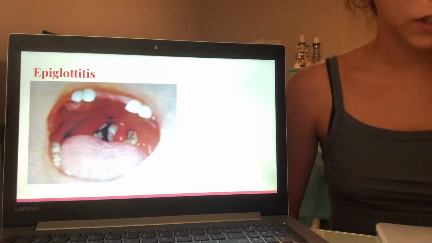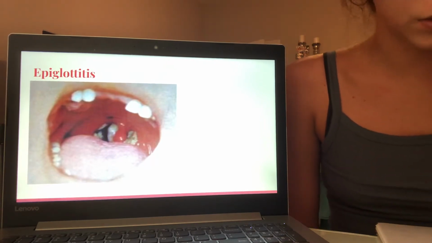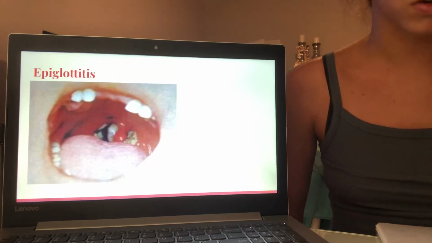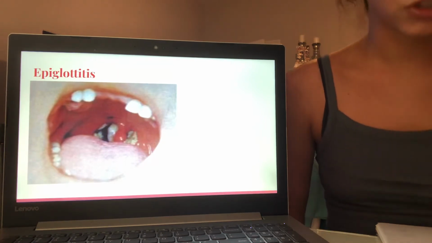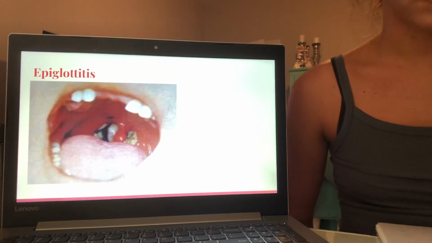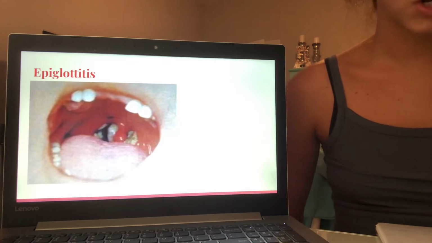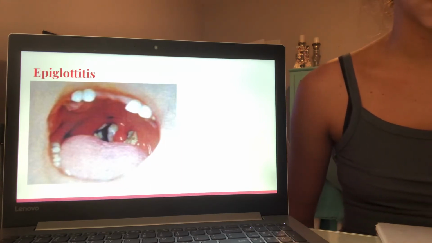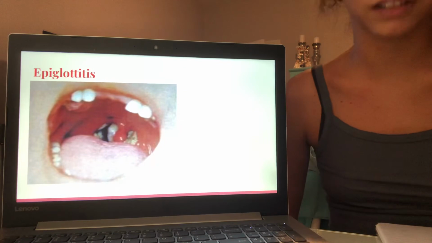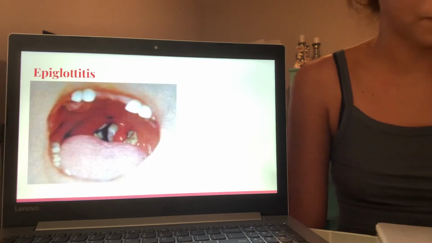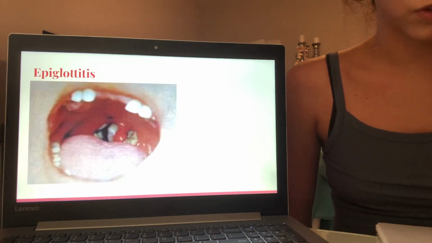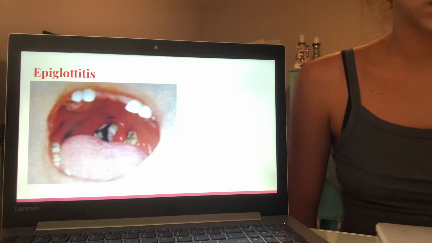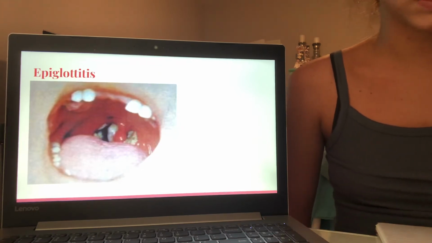Epiglottitis is a potentially life-threatening condition that occurs when the epiglottis, a small cartilage lid that covers your windpipe, swells, blocking the flow of air into your lungs. A number of factors can cause the epiglottis to swell: burns from hot liquids, direct injury to your throat, and various infections.